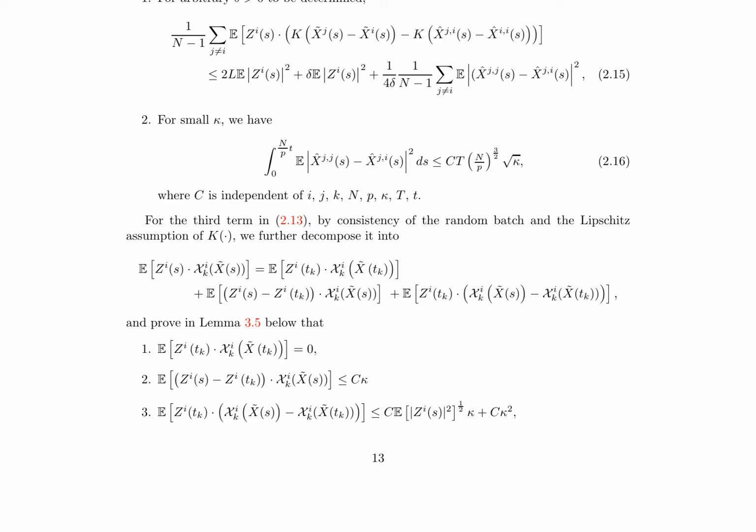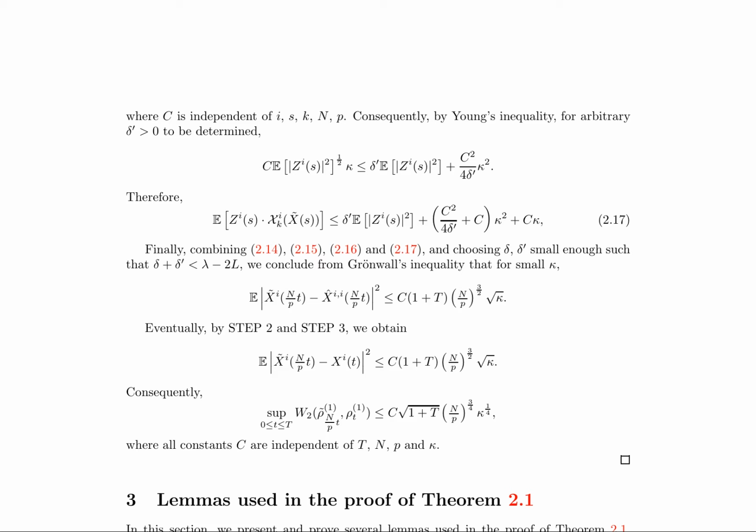The authors provide several lemmas that support their proof. Lemma 3.1 establishes uniform in time moment control for the stochastic dynamics, while Lemma 3.2 demonstrates the Holder's continuity property of differential equations. Lemma 3.4 provides upper bounds for the second term on the right-hand side of the dynamics equation, and Lemma 3.5 controls the error brought by the random batch. The authors apply these lemmas to derive an upper bound for the expected squared difference between the interacting particle system and the random batch method.